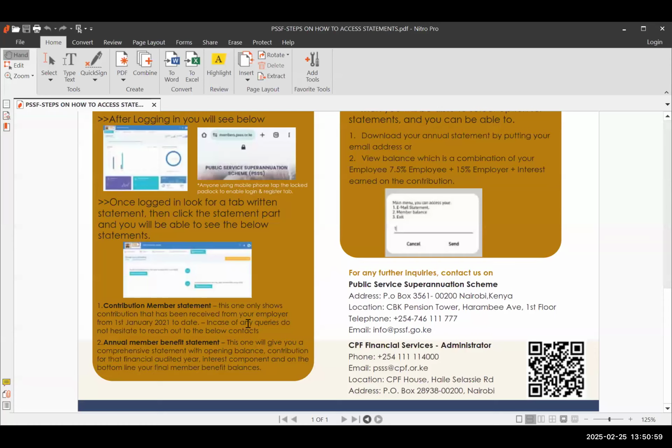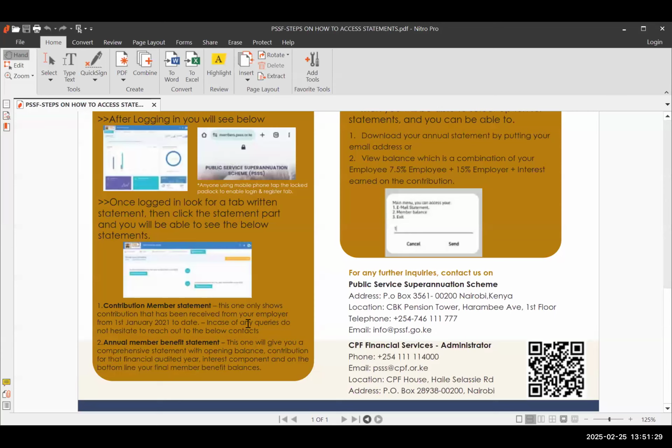The USSD is more like an ATM where you just have visibility of your member balances. But if you want to get a statement emailed to you, you have to click option number 1, which says email statement. Option 2 is member balances, whereby you can view your balances for the annual member benefit statement for the period ended June 2023 and the period ended June 2024.